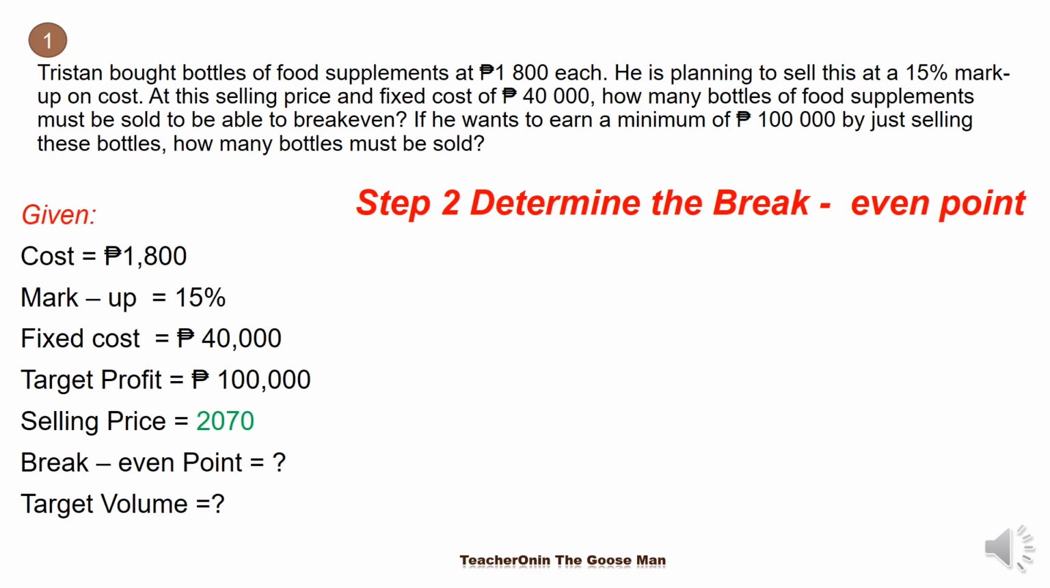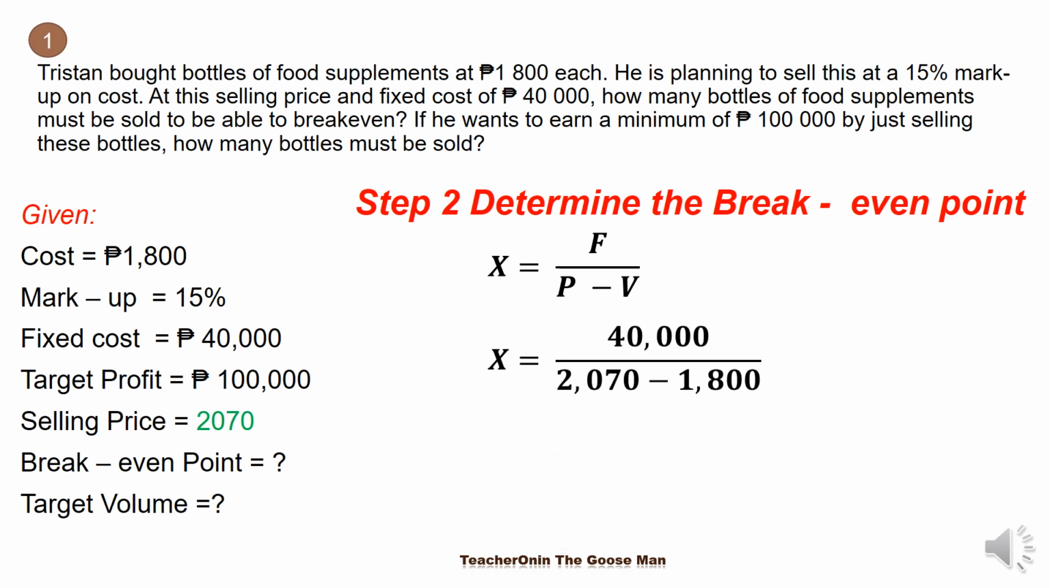Since we already know the value of the selling price, the next step is to determine the break-even point. Applying the formula x is equal to f divided by p minus b, and plugging in the numbers of f, p, and b, we have 40,000 divided by 2,070 minus 1,800. So we'll come up with x equal to 148.15. But take note that we will round it up to the next whole number. So we'll come up with 149 bottles as our break-even point.